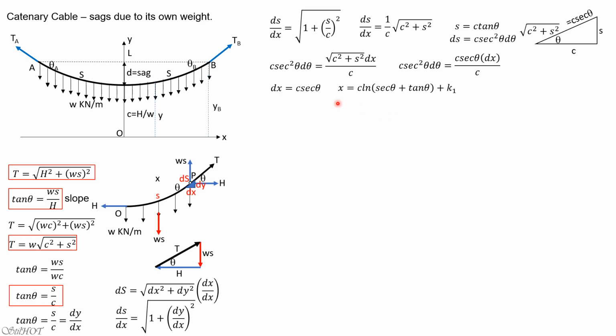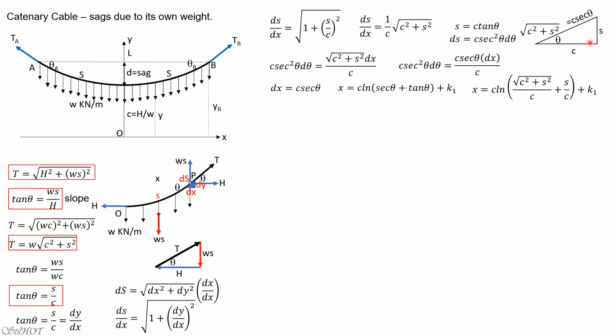So x is therefore the integral of c secant theta d theta. From calculus again, the integral of secant theta is ln of quantity secant theta plus tangent theta, and we have here the constant of integration, k1. To evaluate k1, when x is 0, y is c. Y is not 0 because the origin is here. Y is c, and we can show that k1 is 0 also. So we have x equal to c ln of secant theta.